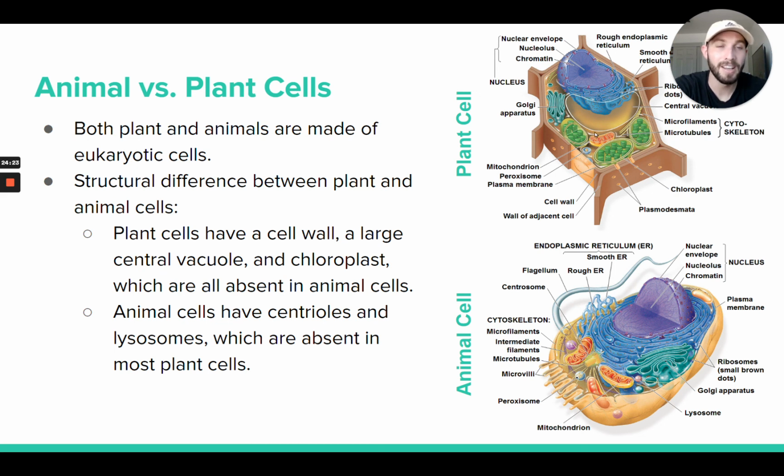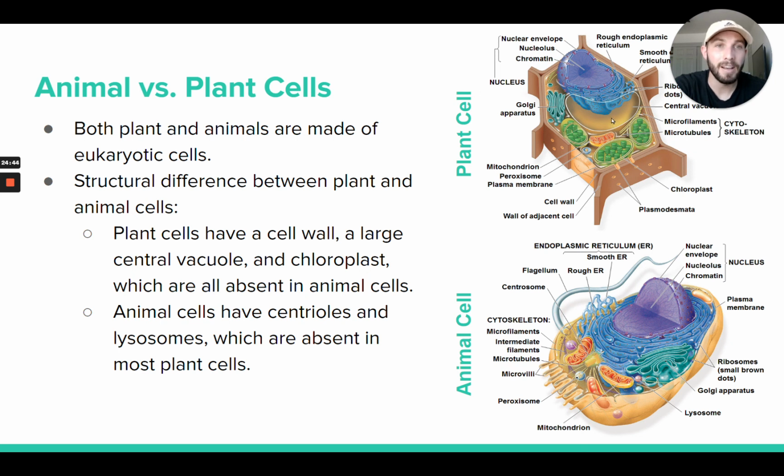Just to remind you guys real quick, plant cells and animal cells are both eukaryotic cells, which means they have a nucleus. They have all these fun membrane-bound organelles. Almost all of these organelles you're going to see in both. So I see a nucleus, a rough ER and a smooth ER, a Golgi, and mitochondria. You're going to see that in both.